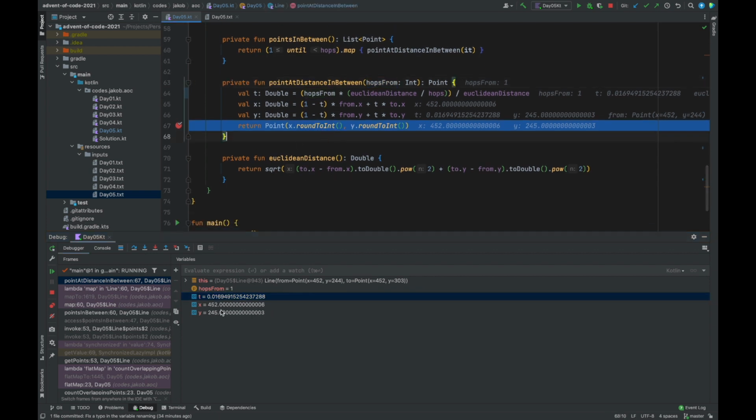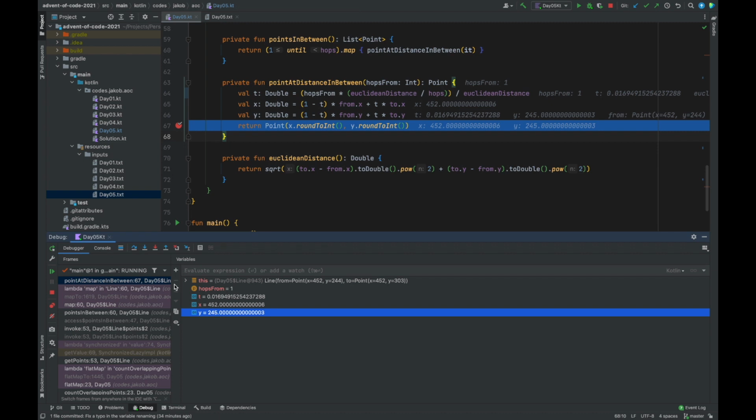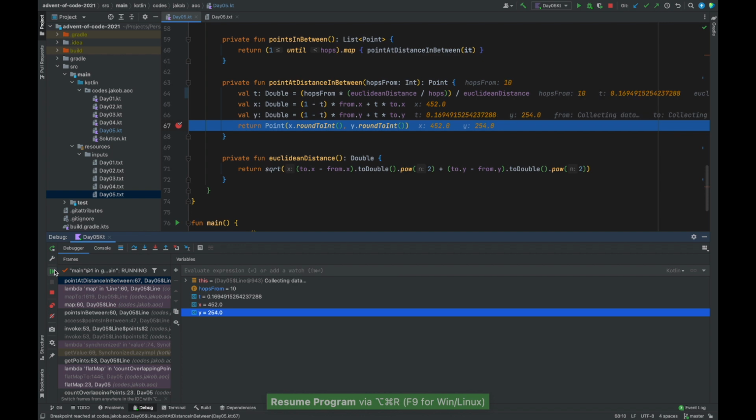So this is nicely rounded to the actual integer. If I would just step through now, you see that this number sometimes also nicely hits the proper integer. It literally just counts up now. Of course, there would in theory be easier ways of doing this.